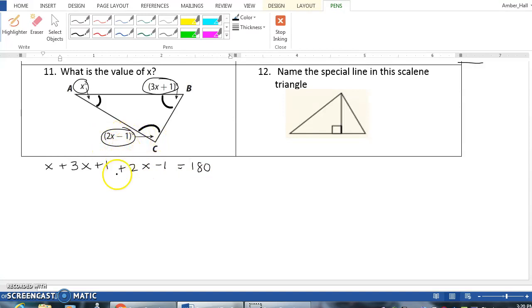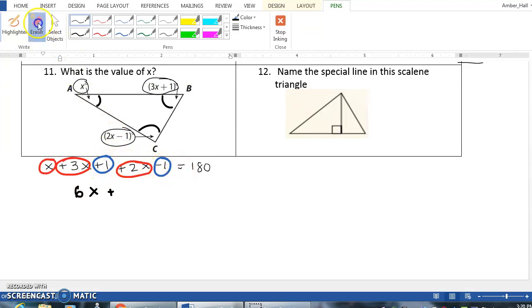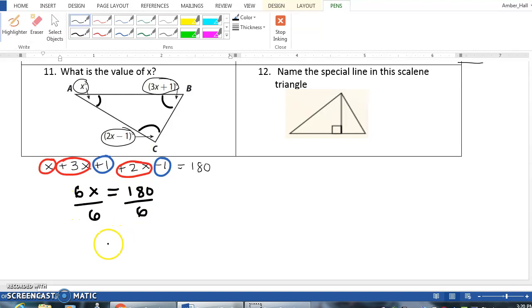Notice I don't need my parentheses. And then I just combine like terms. So all my x's are going to be combined, and all my integers are going to be combined. 1x plus 3x's plus 2x's is 6x, plus 1 minus 1 is 0, so I don't even need that. 6x equals 180. If I divide both sides by 6, x equals 30.